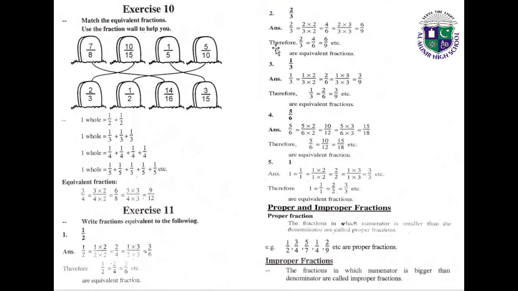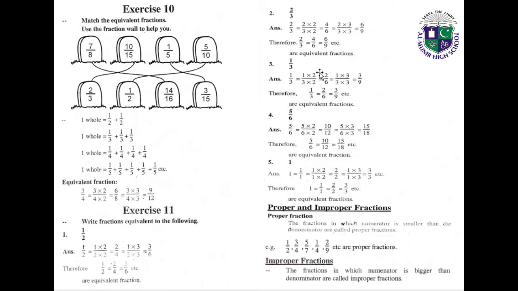Question number 2: 2 over 3, 2 multiplied by 2, 3 multiplied by 2. 2 twos are 4, 3 twos are 6. 2 multiplied by 3, 3 multiplied by 3: 2 threes are 6, 3 threes are 9. Therefore 2 over 3 equals 4 over 6 equals 6 over 9, etc.